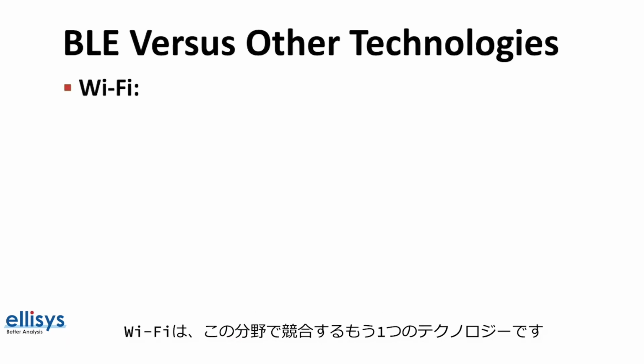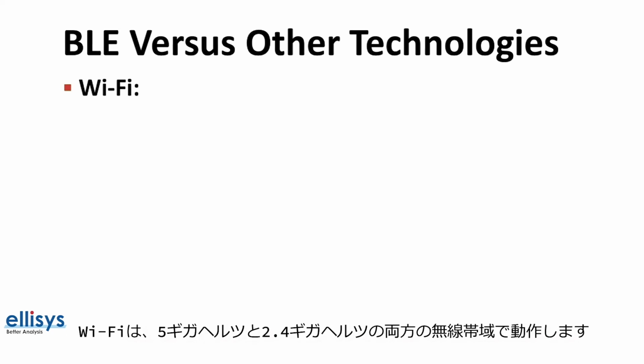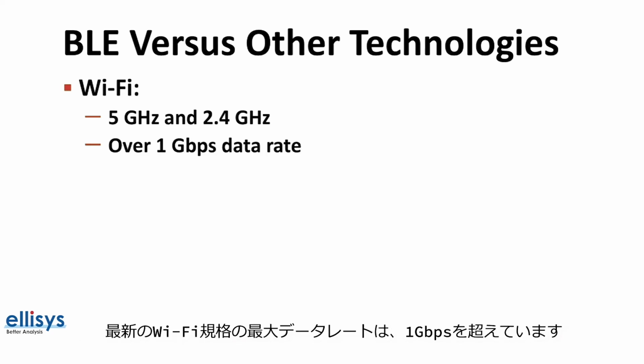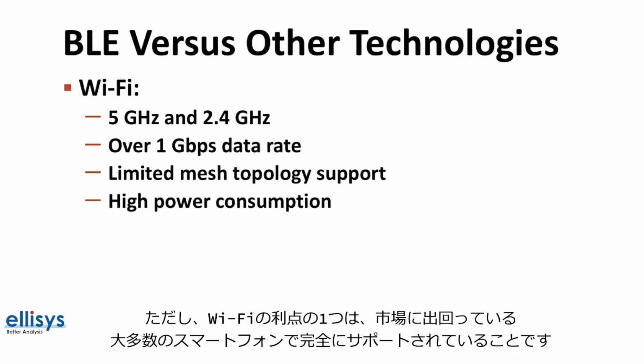Wi-Fi is another technology competing in this space, and is probably the one most people are familiar with. Now, Wi-Fi operates in both the 5 GHz and 2.4 GHz spectrums. The newest Wi-Fi standard has a maximum data rate that can exceed 1 gigabit per second. However, it has limited mesh support, and compared to other technologies, it has much higher power consumption. One advantage for Wi-Fi, though, is that it's fully supported by the majority of smartphones in the market.